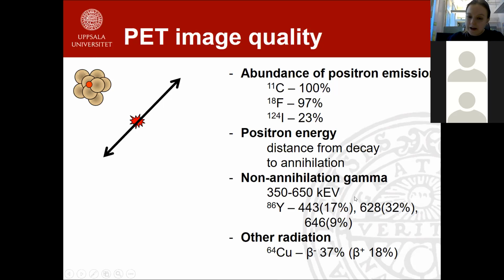So then we can have a situation, for example, for yttrium-90, it naturally emits also 443 keV, 628, and 646. It just occurs together with the positron decay. There is also gamma, and it's basically your background that will give you background in the images. So for some nuclides that have this non-annihilation gamma, it just means there will be some level of background. So this is another characteristic that is individual for every nuclide and could be considered as well.